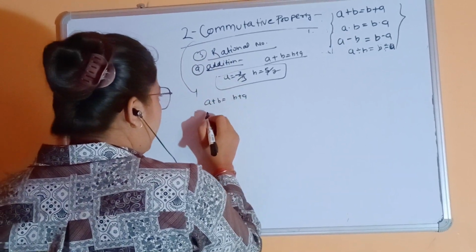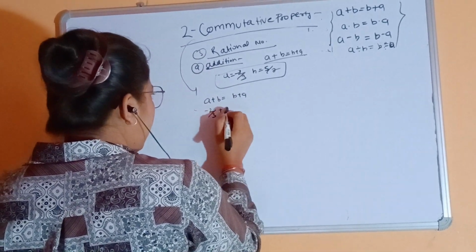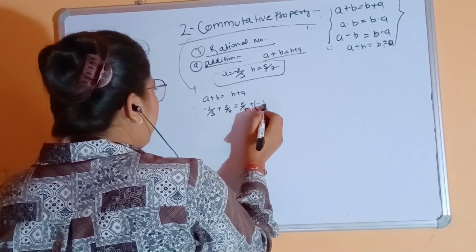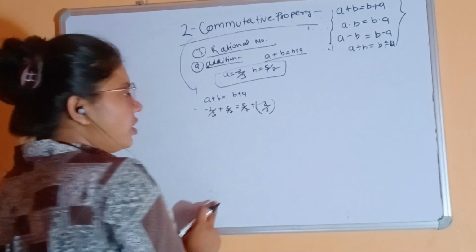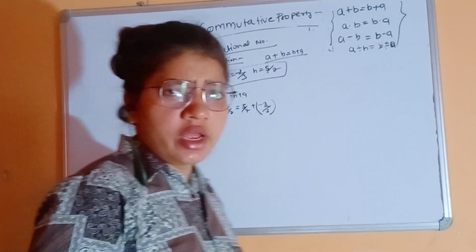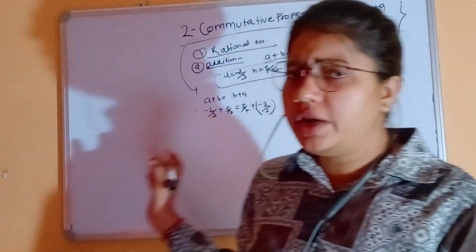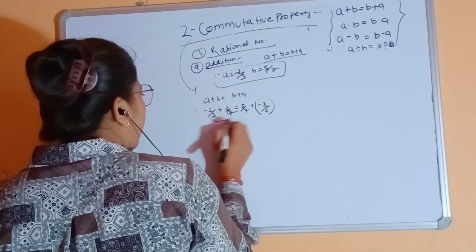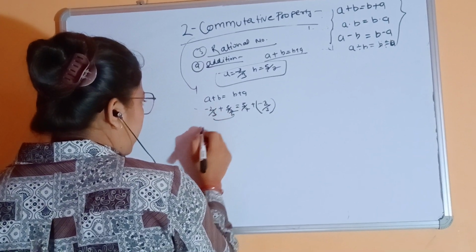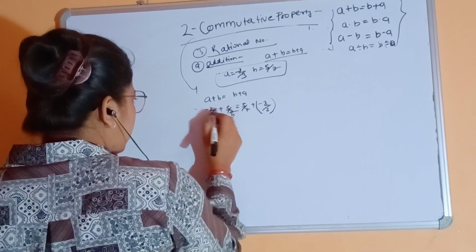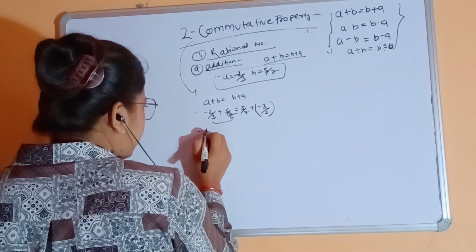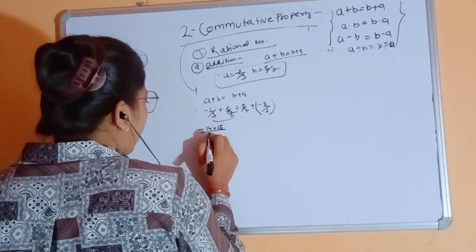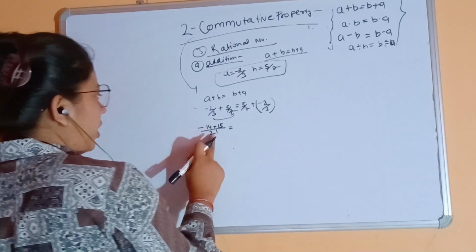So we put a is equal to minus 2 by 3 plus 5 by 7, and here 5 by 7 plus minus 2 by 3. We know your standard is class 8, so you easily know how addition is solved in rational numbers. First we make the denominators equal. Multiply cross-wise: 7 times minus 2 is minus 14, plus 3 times 5 is 15. The denominator is 21, the LCM of the denominators.